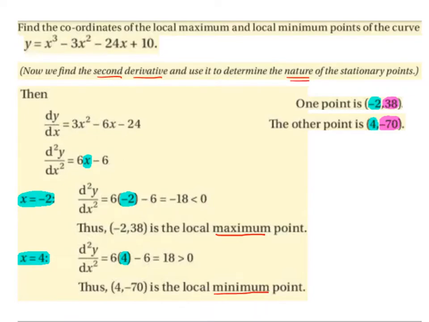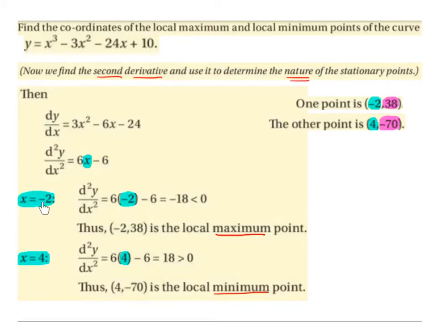So remember, we were asked to find the coordinates of the local maximum and the local minimum. The two points that we worked out in the previous slide were (minus 2, 38) and (4, minus 70). So now we find the second derivative and use it to determine the nature of these stationary points. We just have to figure out which one is the local max and which is the local min. If the first derivative dy dx is equal to 3x squared minus 6x minus 24, then d squared y dx squared is equal to 6x minus 6. So we just differentiated again.